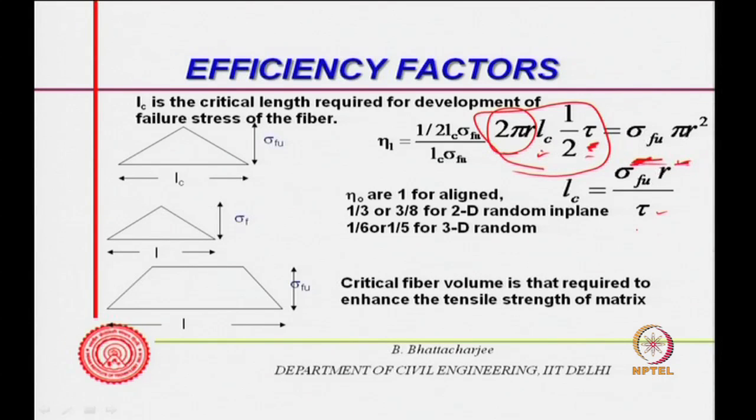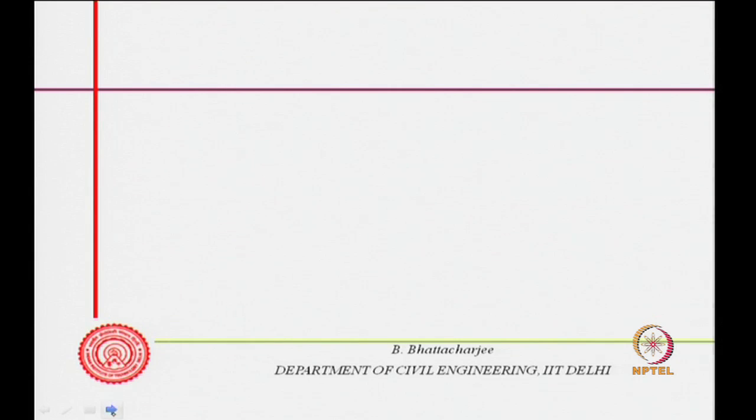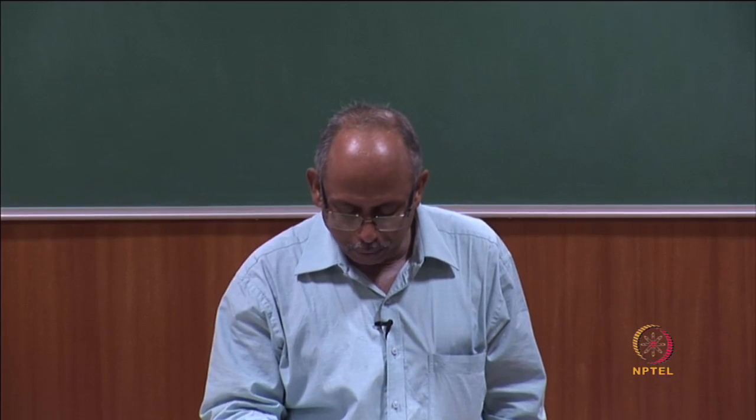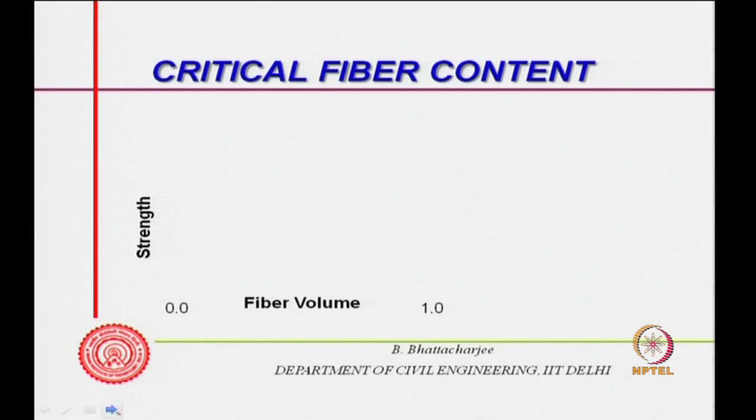So, if you want to find out now the length efficiency factor for an aligned fiber, you have to know the bar diameter, you have to know the bond strength, the bond stress that can develop, and sigma Fu, the ultimate strength of the fiber. So, L c can be calculated in this manner, and we can now look into critical fiber volume, which is required in order to have strength enhancement. So, just consider this diagram. This fiber volume varies from 0 to 1, and I plot between strength and fiber volume.